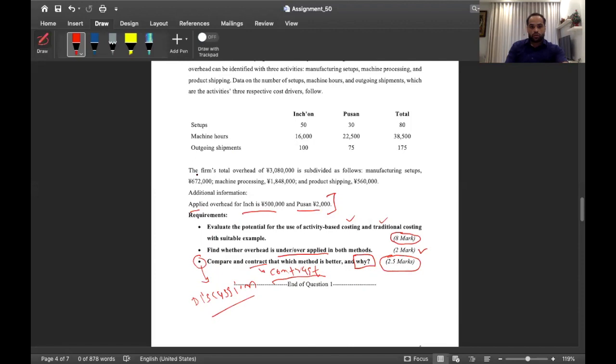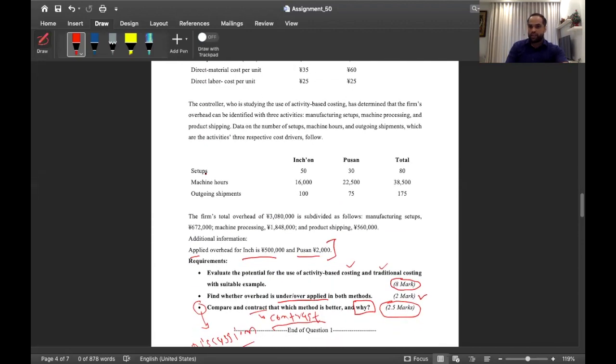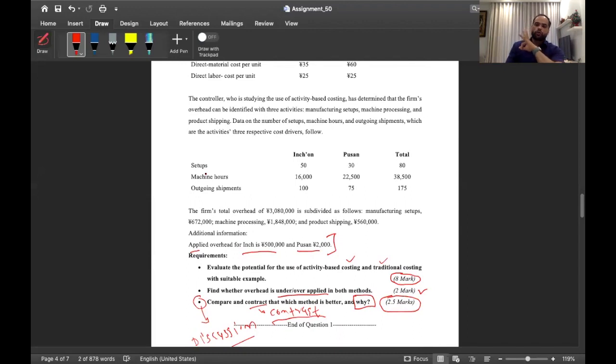So question 1 is finished. You have 3 requirements for question 1. The first requirement is about calculation for ABC and traditional, the second requirement is over and under applied, and the third requirement is which method is better. So the third part is all about theory, all about discussion. So question 1 is finished. Anybody has any question?